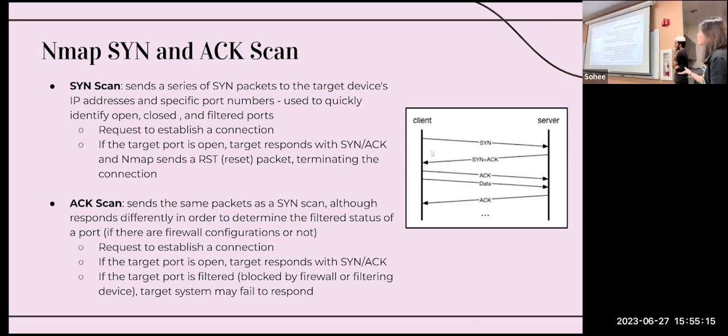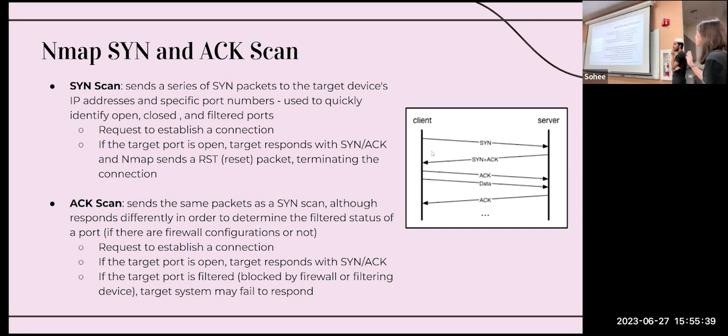With an ACK scan, though, it's a little different. It'll send the same kind of information initially. It'll send a SYN packet, but by the way it responds, it'll be able to determine if the port is filtered or not. And what I mean by filtered is if there are firewall configurations or not, because within a very secure network, you're probably going to have firewall configurations that don't allow just random packets to fly in.